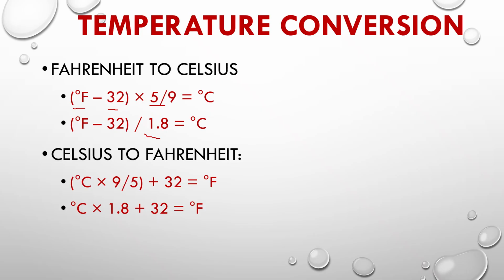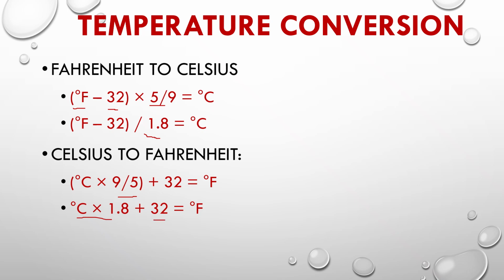All right. Going from Celsius to Fahrenheit, kind of the same numbers, but in a little different order. So we're going to take the Celsius, we're going to multiply by 9/5, then add the 32. Again, I prefer the decimal. So you take Celsius, multiply by the 1.8, and then add the 32.